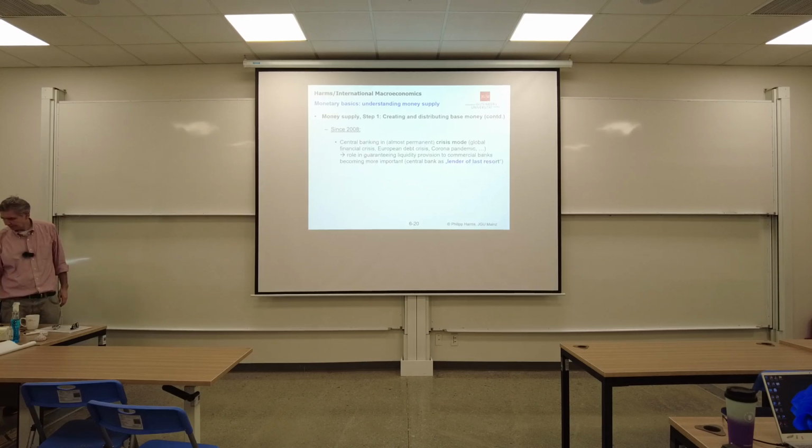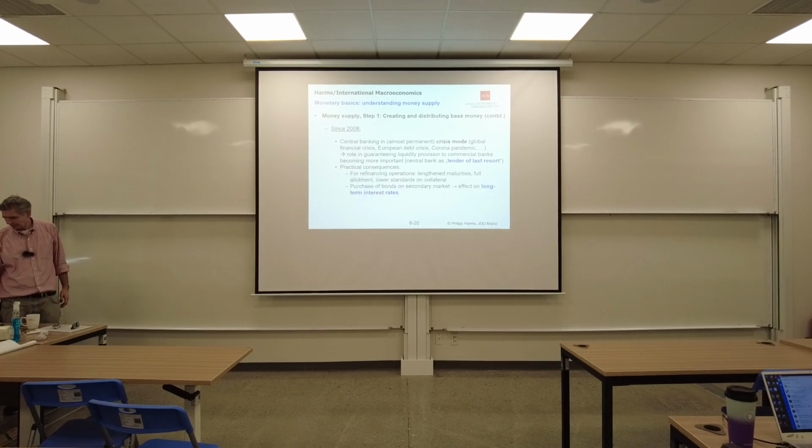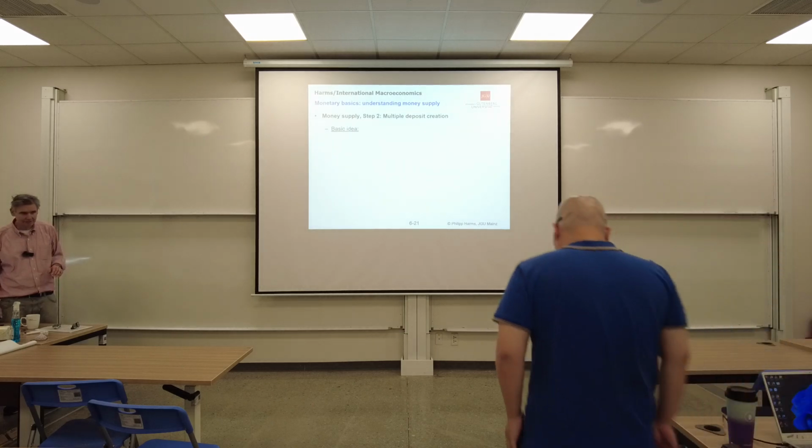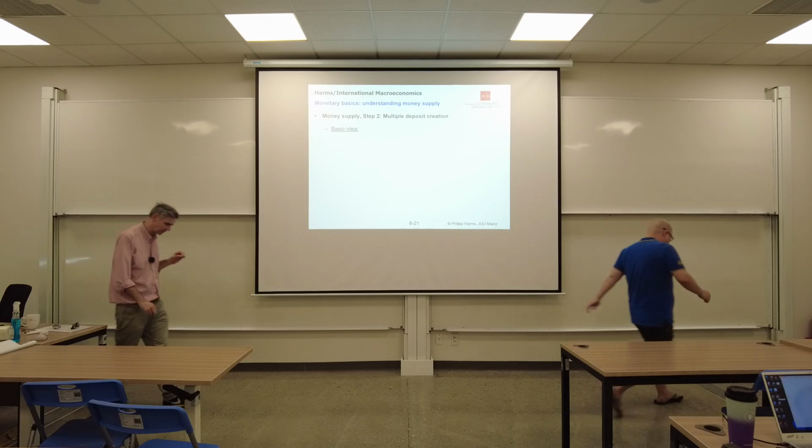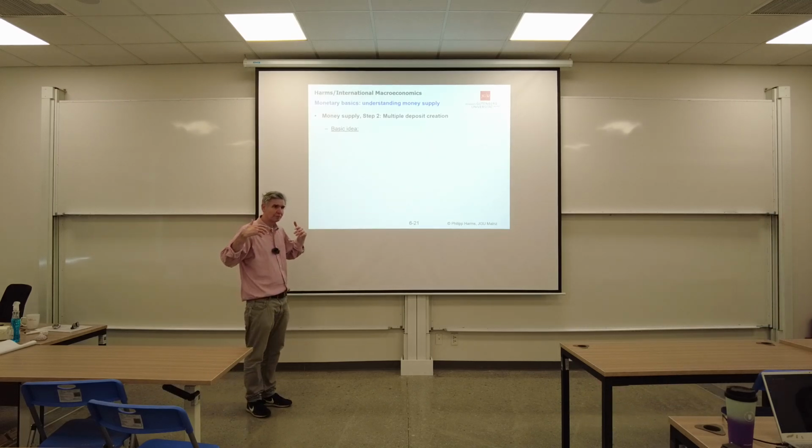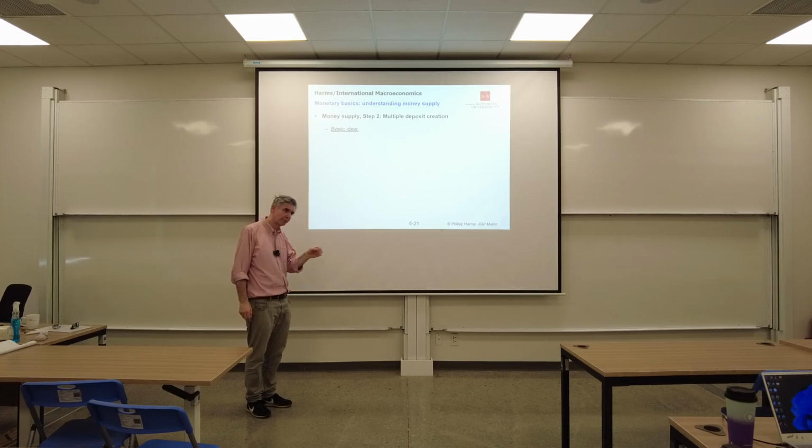Now, since 2008, central banking is almost in permanent crisis mode, right? And there's all kinds of things that I have to add. Now, in the interest of time, let me get to the next step. So the first step is that the central bank is offering liquidity / monetary base to commercial banks. The second step is that commercial banks use this money and increase the money supply.